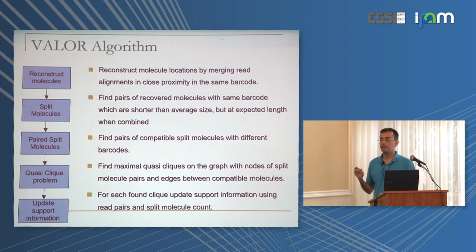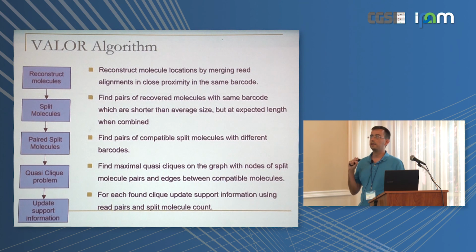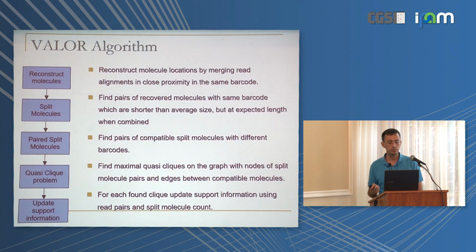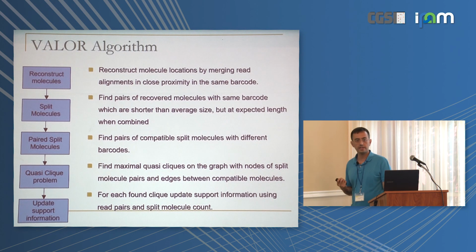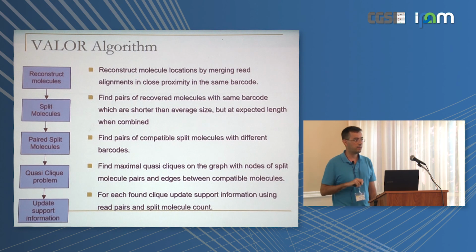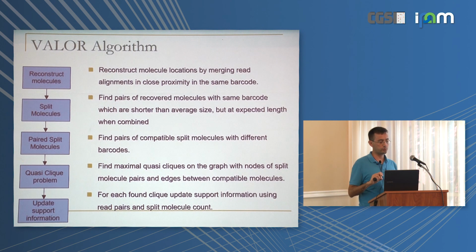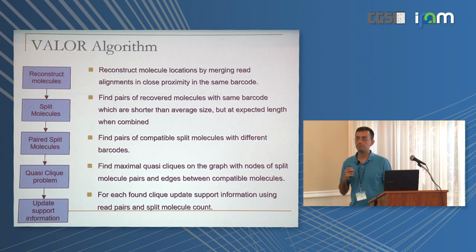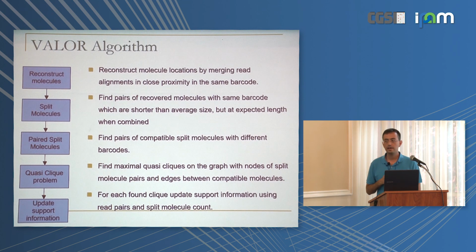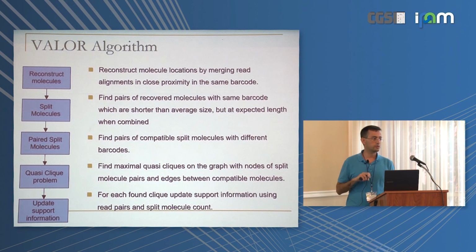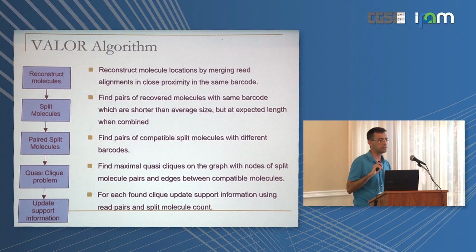And then basically, the algorithm is we first start reconstructing those molecules by merging the read elements in close proximity within the same barcode or within the same pool. And now we find pairs of those recovered molecules with the same barcode that are shorter than the average size, but when they are added up with another short one in close proximity, it gives you the expected length. And then we find pairs of those compatible split molecules, and we denote those pairs of split molecules as nodes in a graph.